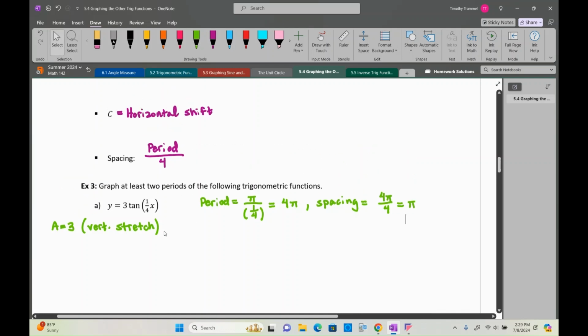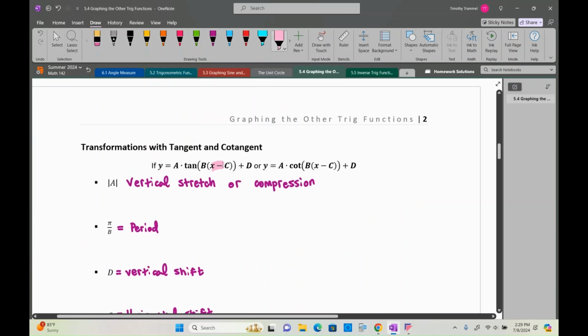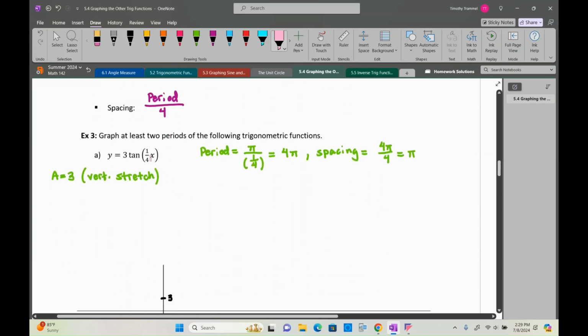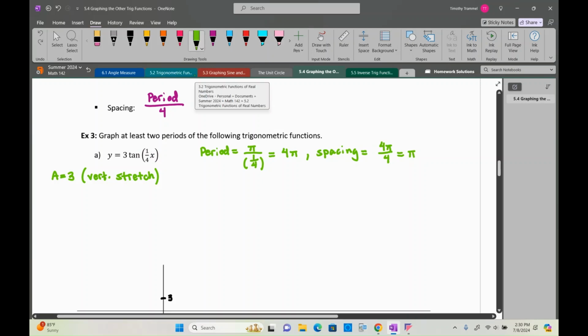When we talked about our horizontal shift, you might remember that we need x minus something to create a horizontal shift. And we're not subtracting or adding anything to this x in here. So there is no horizontal shift. So that's convenient.